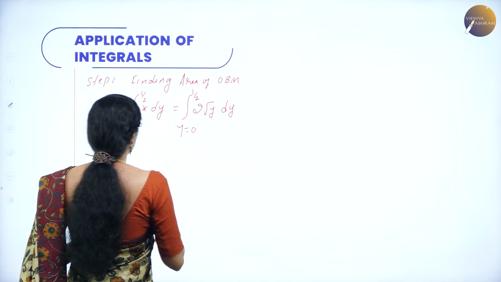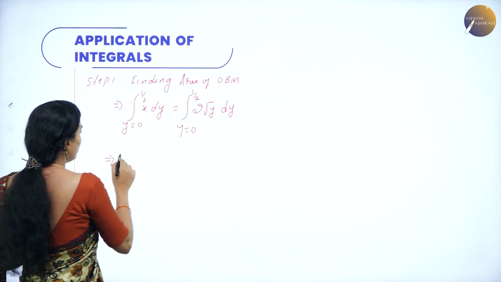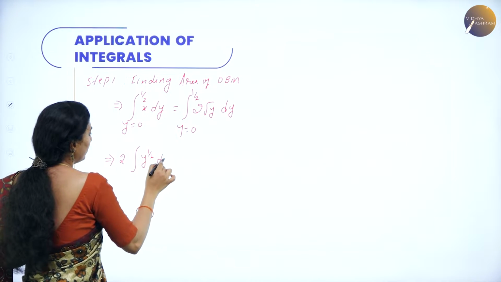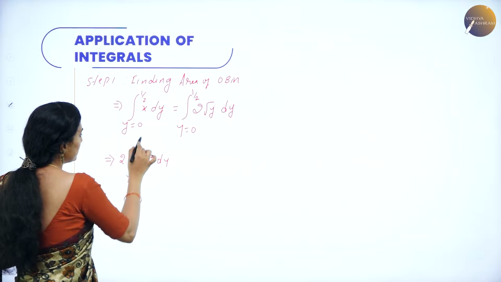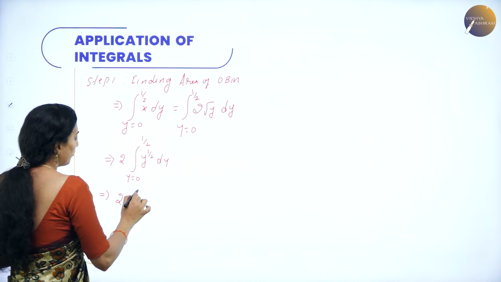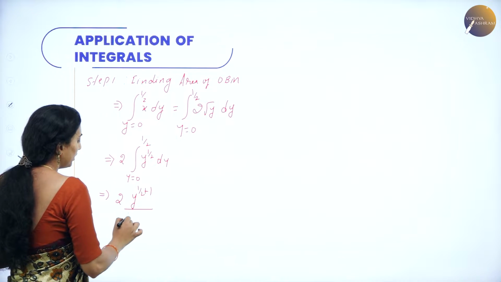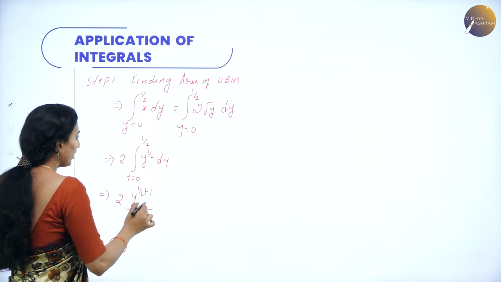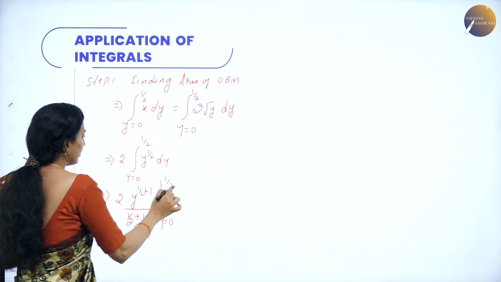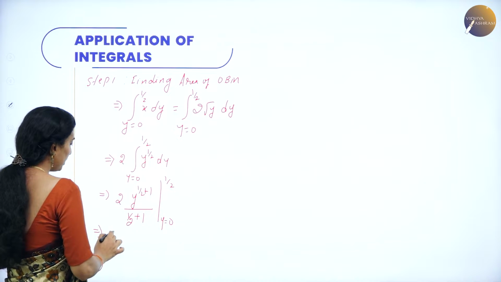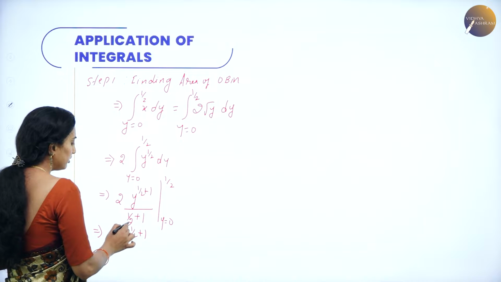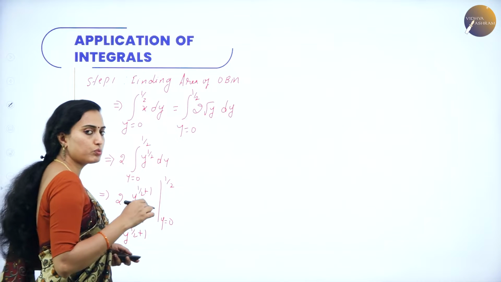So you can find out this by taking what? 2 outside. So y to the power of 1 by 2 you can write into dy. So y will be varying from 0 to half. So which implies that 2 into y to the power of 1 by 2 plus 1 divided by 1 by 2 plus 1. Correct? From the limit y will be varying from 0 to half. So this will become 2 times of y to the power of 1 by 2 plus 1. Here 3 by 2 because 2 ones are 2, 2 plus 1 is 3.